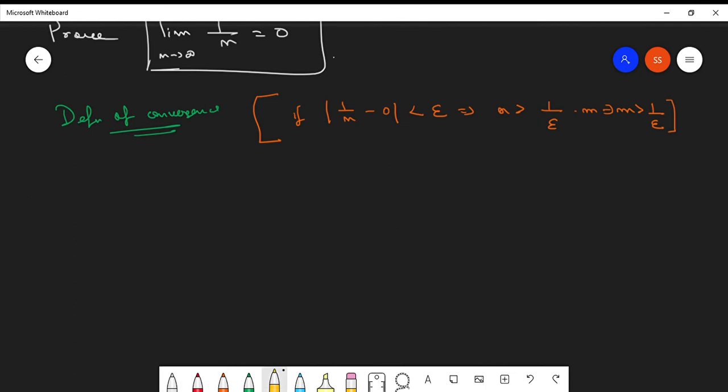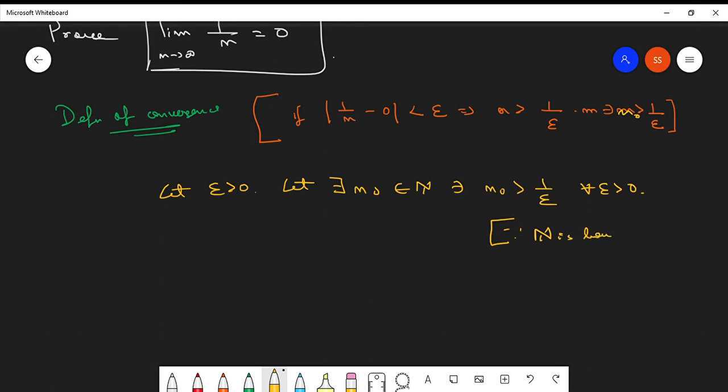So, let epsilon be greater than 0. Let there exist some n naught. Let this be n naught. That will be better because that's what we use in the definition. There exists some n naught belonging to the set of naturals such that n naught is greater than 1 over epsilon for all epsilon greater than 0. Why is it possible? Since the set of naturals is not bounded above. So we can always choose some natural number which is greater than 1 over epsilon. Clear?